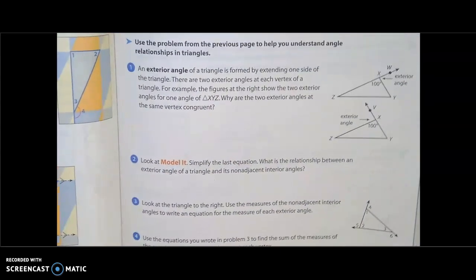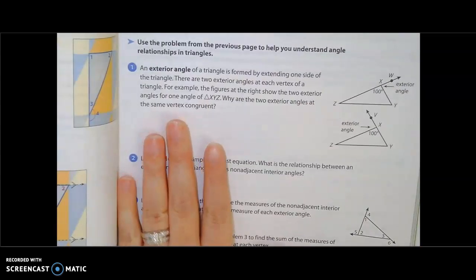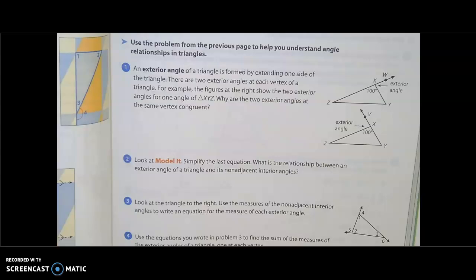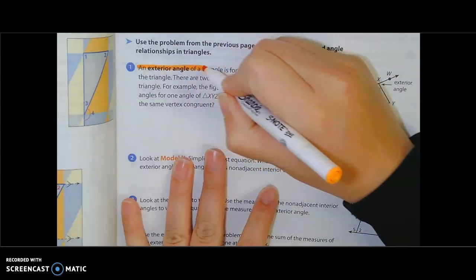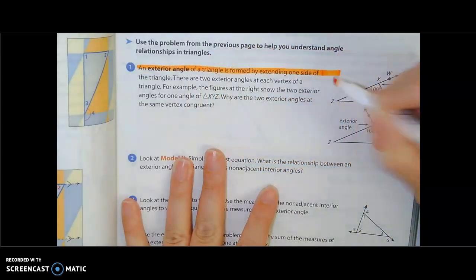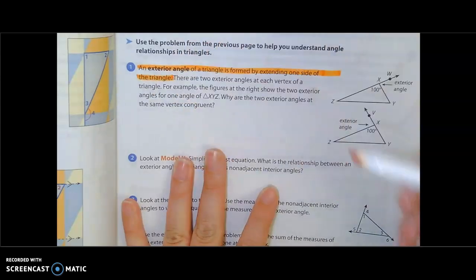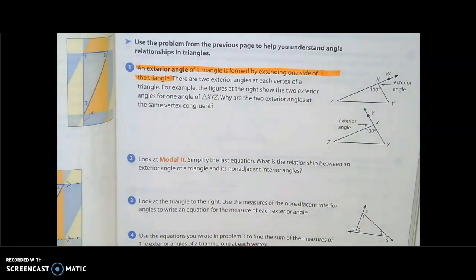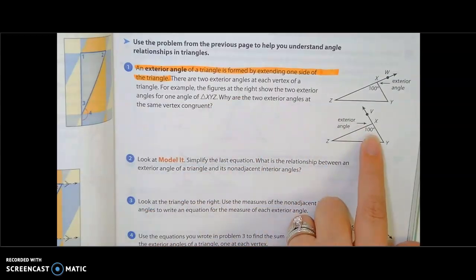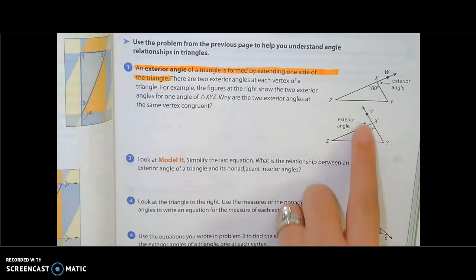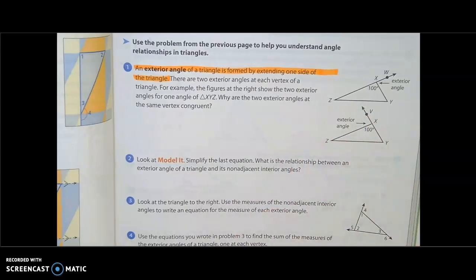So let's go to the connect it. First, this is a vocab term right here, so I would do something to make sure that we know it. An exterior angle for a triangle is formed by extending one side of the triangle. There are two exterior angles at each vertex of a triangle. For example, the figures at the right show the two exterior angles for one angle of triangle XYZ. Why are the two exterior angles at the same vertex congruent?